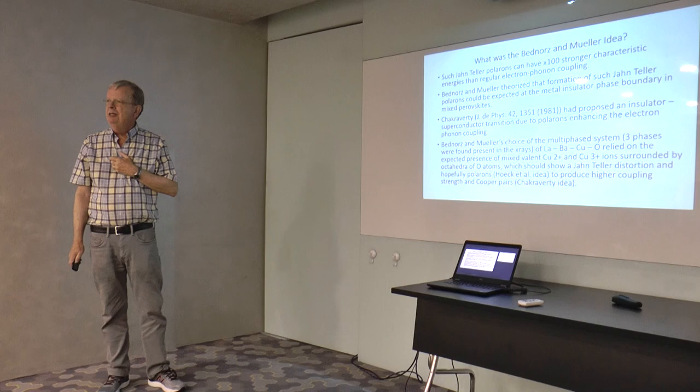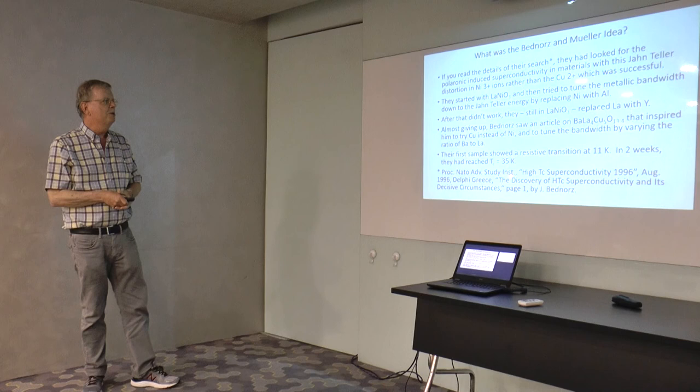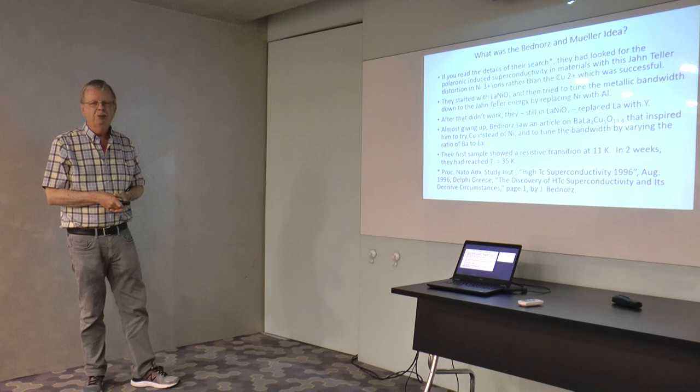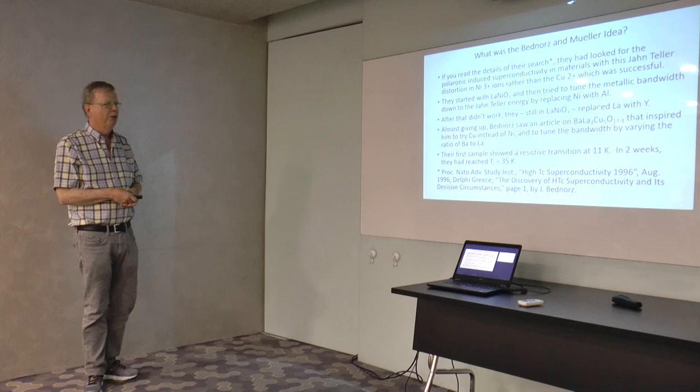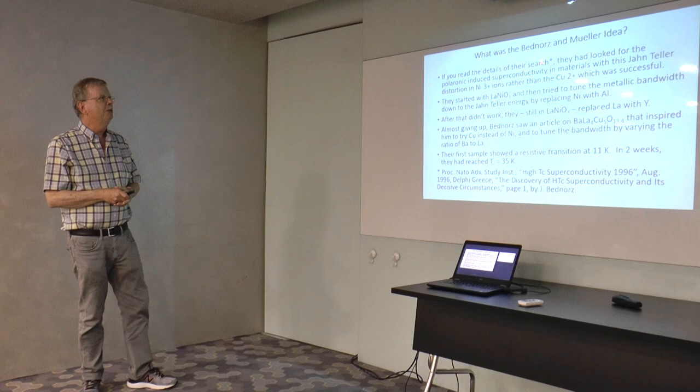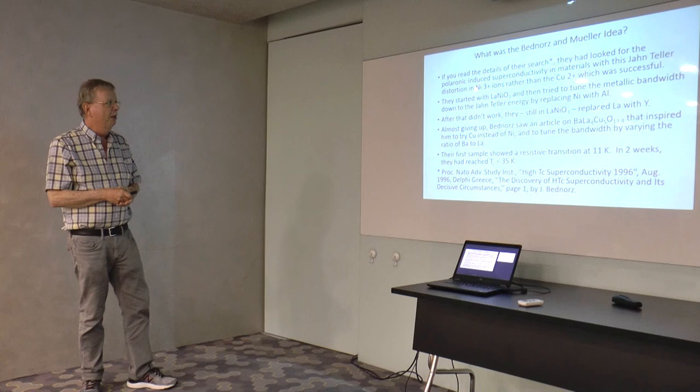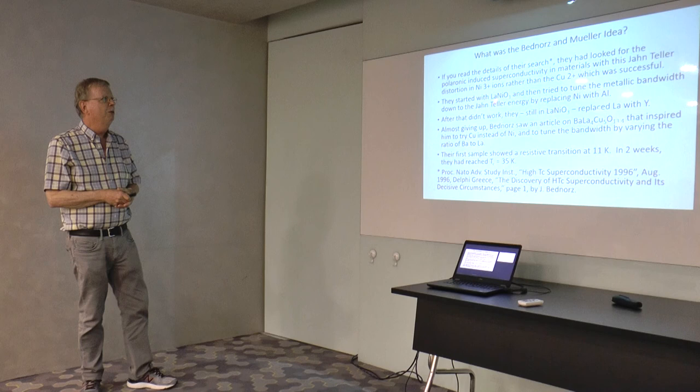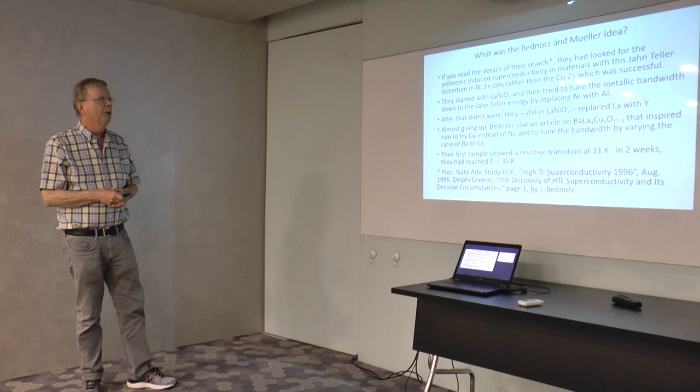So here we go. If you read, and there's this really nice chatty paper by Ben Norsch, who was actually the one in the lab doing the work, but he and Mueller worked together close because Mueller was the one that had the idea and the insights. If you read the details of the search, they were looking in the wrong place. They were looking at another place where you have Jahn-Teller distortions in oxygen octahedra. They were looking at lanthanum nickelate, where you had lanthanum 3+ rather than the copper 2+. Okay, so they were looking in the wrong place.